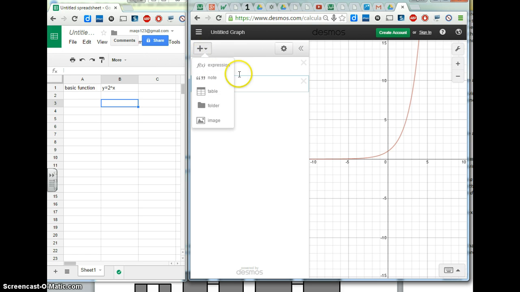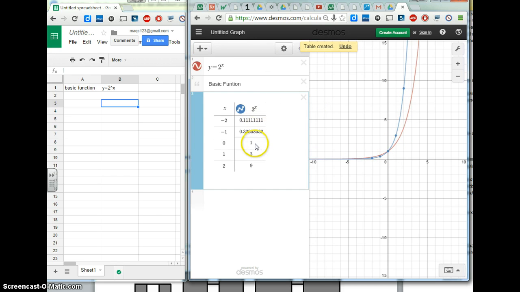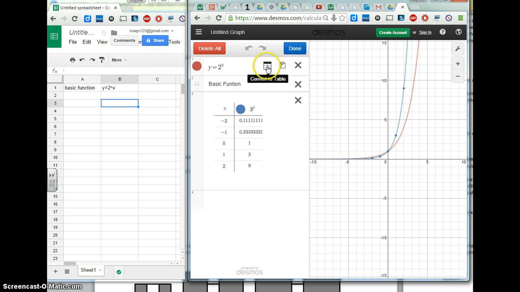Okay, so I'm going to put a note, basic function. All right, so that's 2. What about 3 to the x? What does that look like? So here's 3 to the x. And it looks like it's steeper, okay? Still hits the same intercept. And if you see the data here, the numbers are multiplying by 3. So that's why it's steeper versus this one, the basic one, which was multiplying by 2.